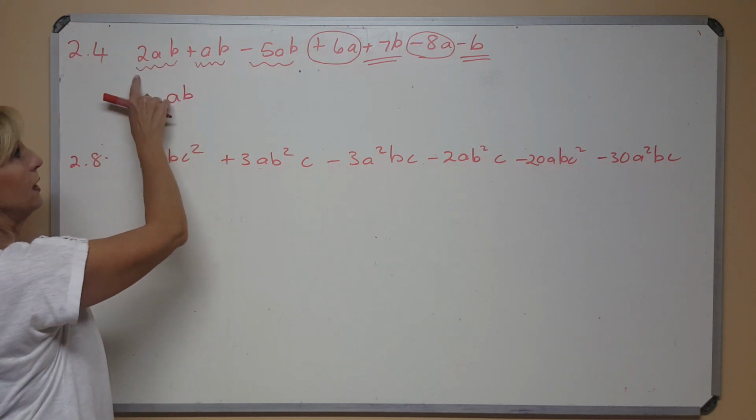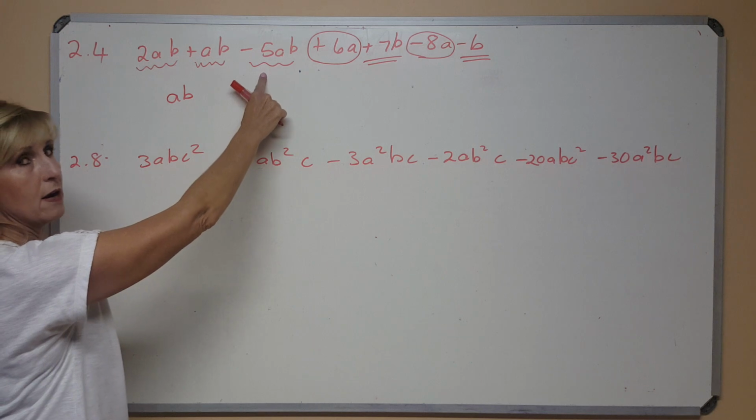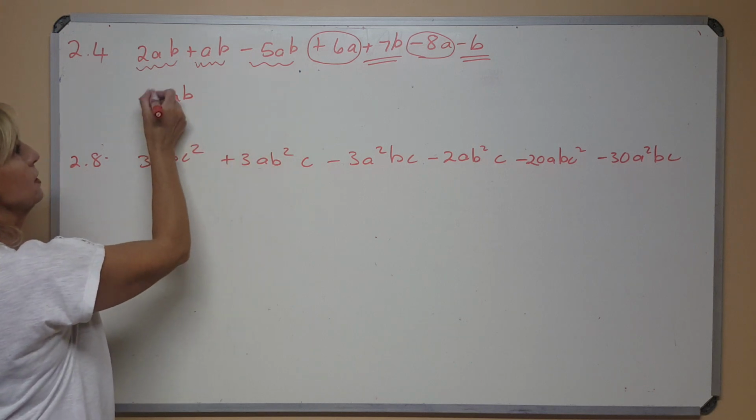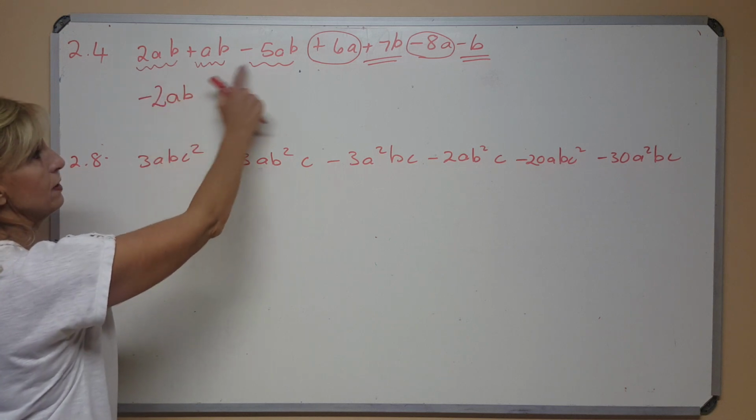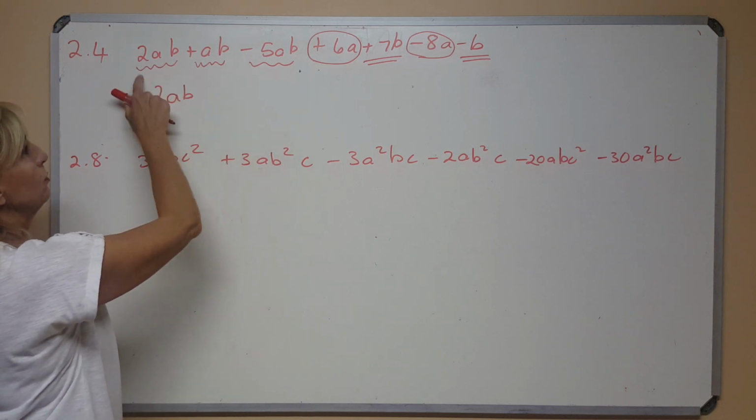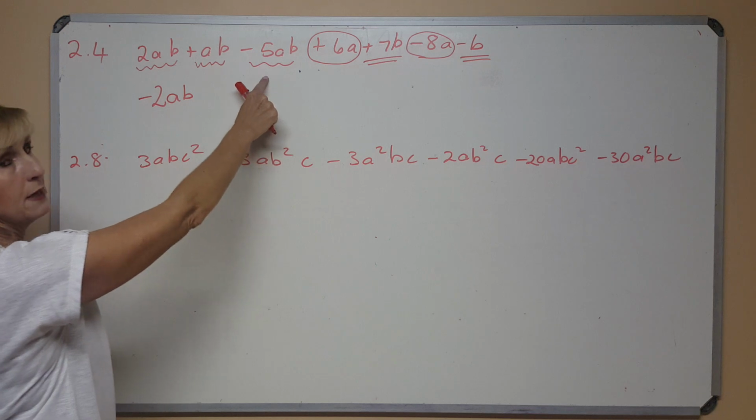So 2 plus 1 is 3, minus 5 gives me minus 2. Remember the minus must be there. So 2 plus 1 is 3, minus 5 is negative 2.